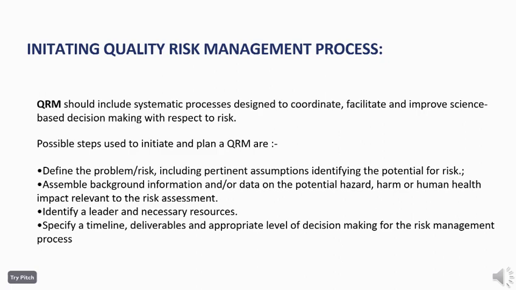Possible steps used to initiate the QRM are: define the risk, including assumptions; identify the potential for the risk; assemble background information or data on the potential hazard, harm, or human health impact relevant to the risk assessment; identify a leader and the necessary resources; and specify a timeline, deliverables, and the appropriate level of decision making for the risk management process. The important element in the QRM is risk assessment.